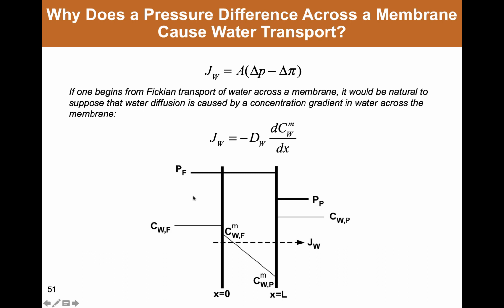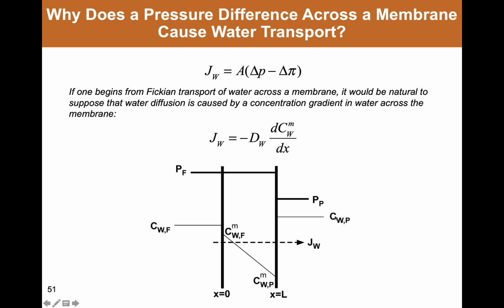In the case where there might be salt in the water, and the membrane permeates water but not salt, the concentration of water in the feed is actually a little bit lower than it is in the permeate. The permeate would be almost pure water, while the feed would have some salt in it, so the concentration of water would be lower here.